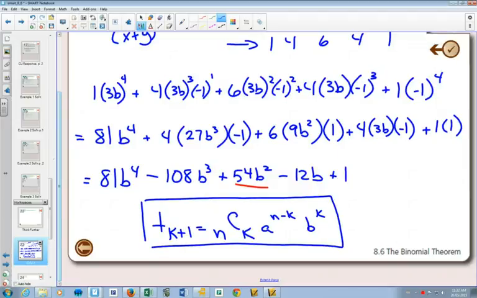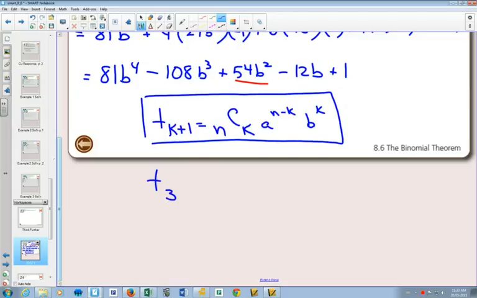One of the things that we noticed in Pascal's triangle is that this was 4 choose 0, this was 4 choose 1, this was 4 choose 2, this was 4 choose 3, this was 4 choose 4. So if we wanted to find the third term, which was this 54b squared, the formula says that k would have to be 2, because this is term k plus 1, and 2 plus 1 makes term 3.